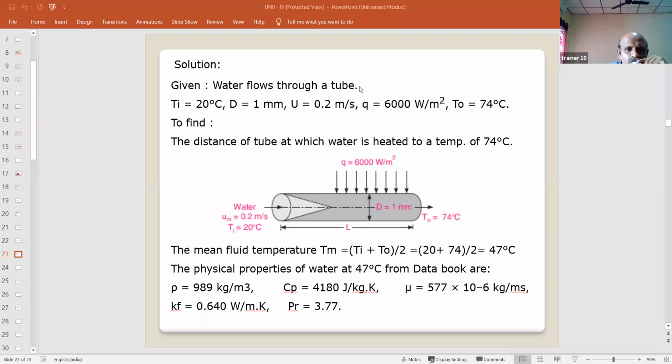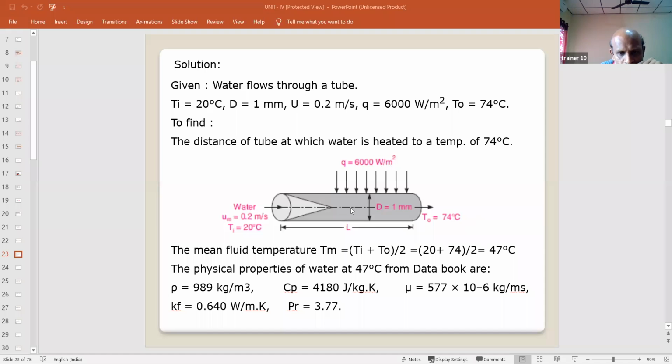So water flows through the tube, that means the pipeline. Inlet temperature is given, diameter is given, velocity is given, heat flux is given, outlet temperature is given. Now we have to find out the distance of tube at which water is heated to a temperature of 74 degrees centigrade. That means at inlet we have 20, outlet 74, so we have to find out this length.